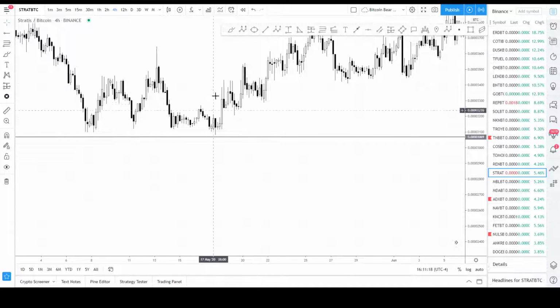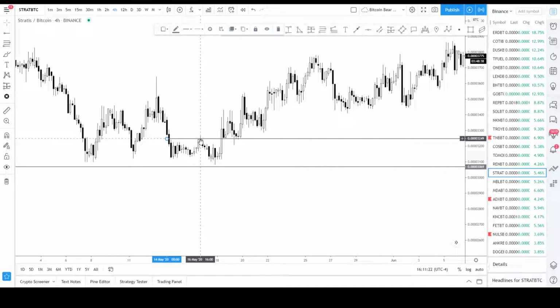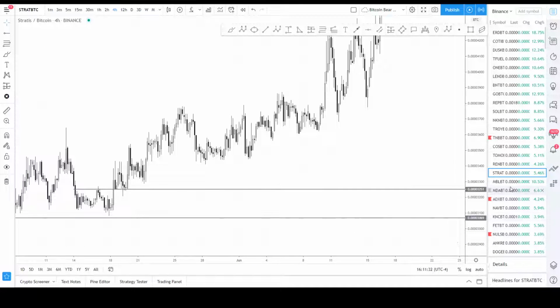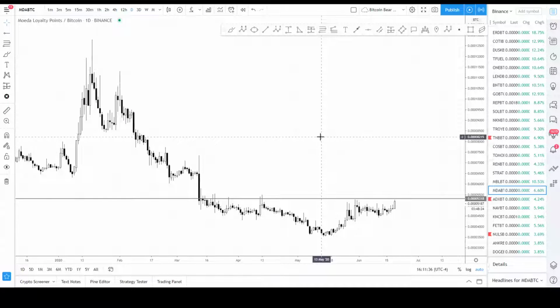Yeah, I don't even see a really clear structure here. There's a little bit of a 4-hour supply zone there that breaks, closes, and then you'd be targeting upper highs as target 1 and then the highs here at target 2. So let's keep going. MDA, I really like this trade. So this is one that I'm watching right now.